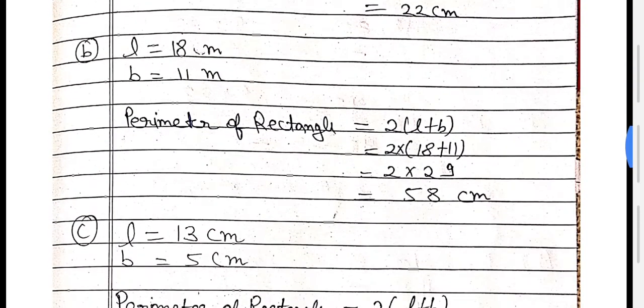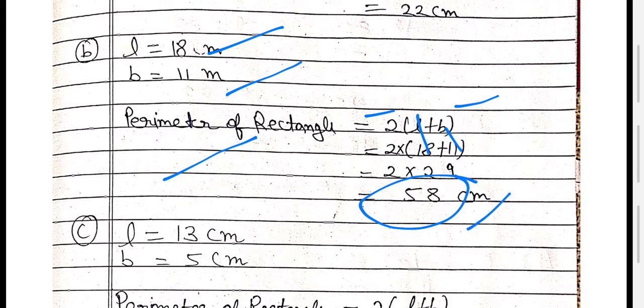Now come to part B. L is 18 centimeter, breadth is 11 meter, sorry, they are meter. So the perimeter of a rectangle is what? 2 into L plus B. Just put the value and solve, you get 58. So your answer is 58 meter. Write centimeter if they are centimeter, and if they are meter then write meter. So I think they are meter, so you have to write meter only.